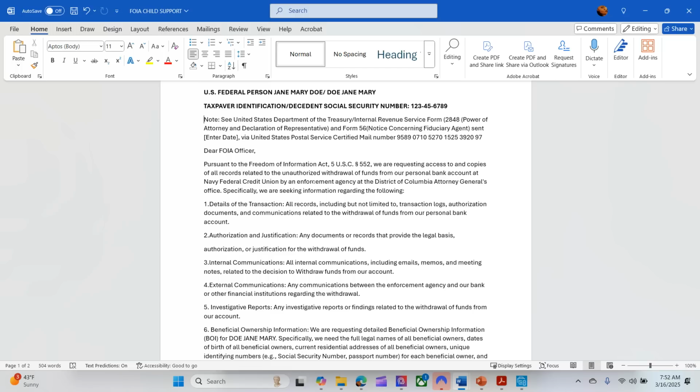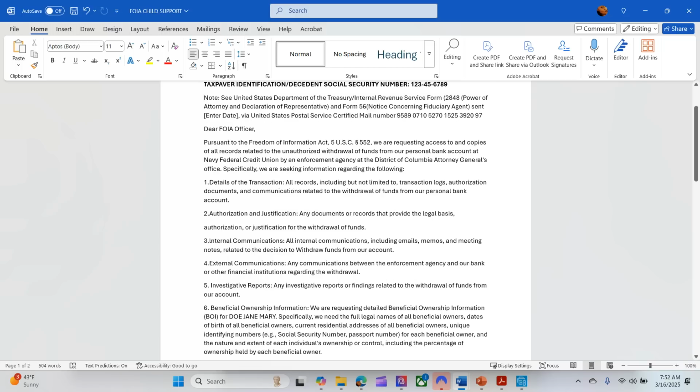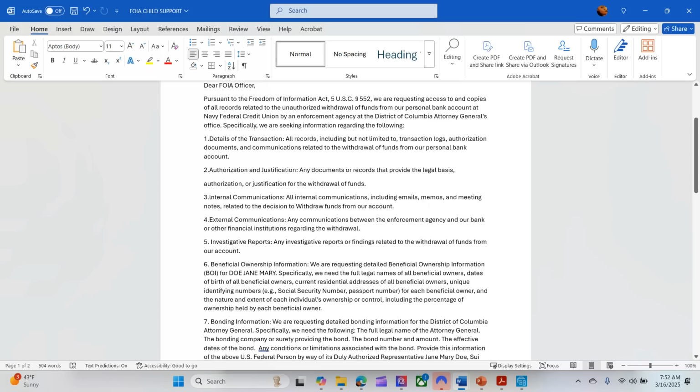Okay, number two, authorization and justification: any documents or records that provide the legal basis, authorization, or justification for the withdrawals of funds. Number three is internal communications: all internal communications, including emails, memos, and meeting notes related to the decision to withdraw funds from our account. When I say the word our, I'm talking about the entity, okay?